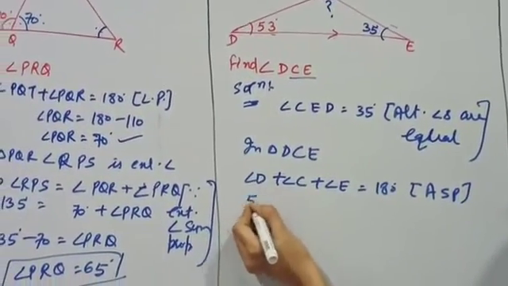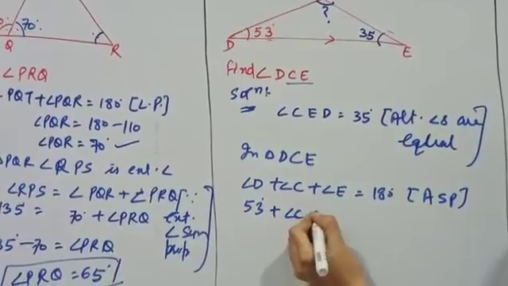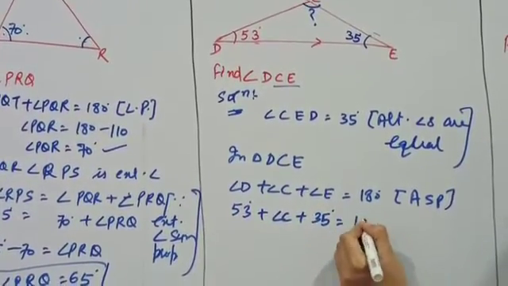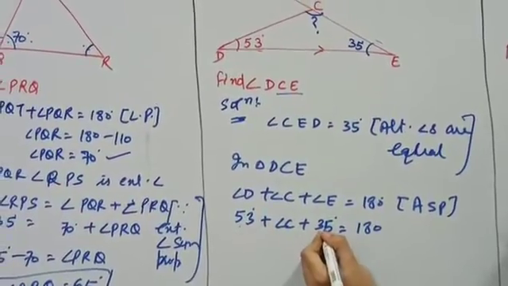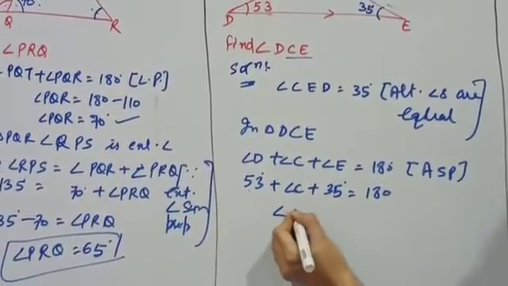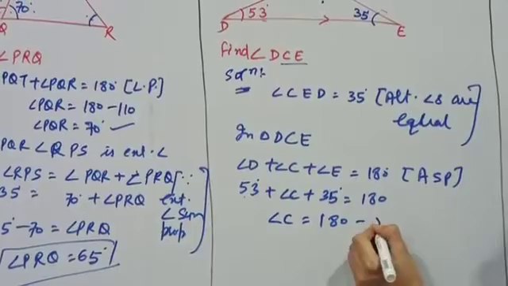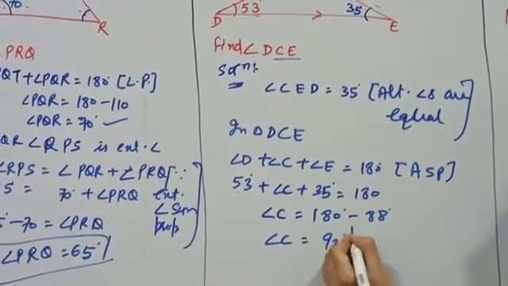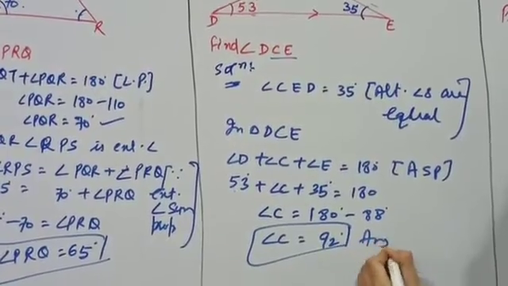So angle D is given as 53, angle C we want to find, and angle E we found out is 35. 53 and 35 make 88. So angle C is equal to 180 minus 88, which is 92 degrees. That is the answer to the question.